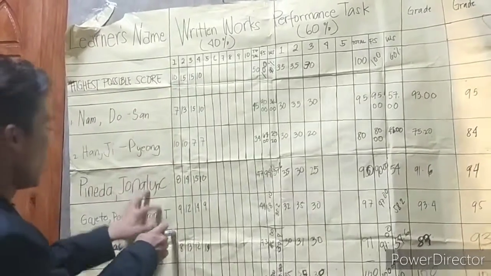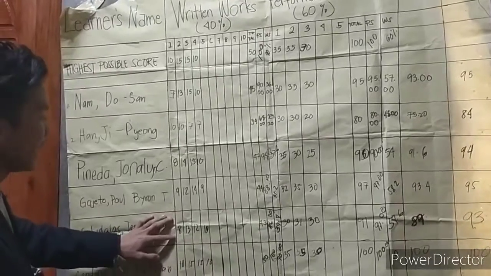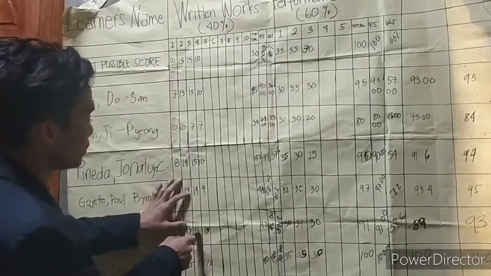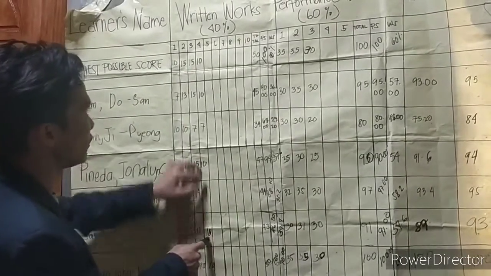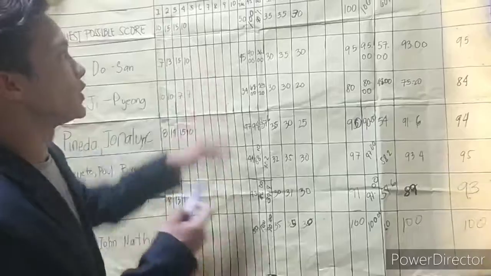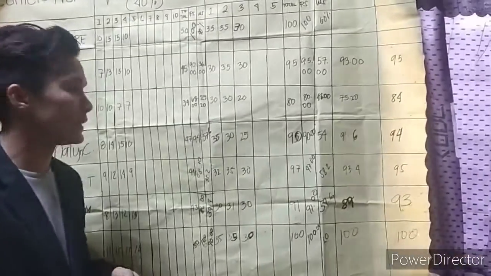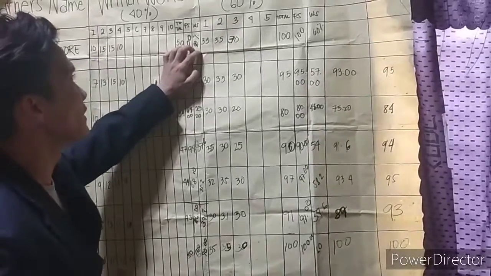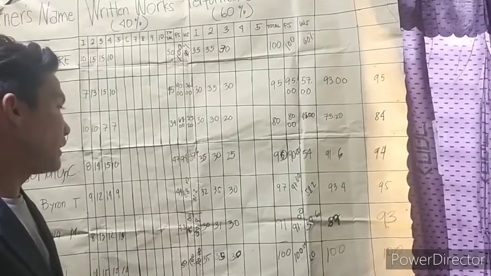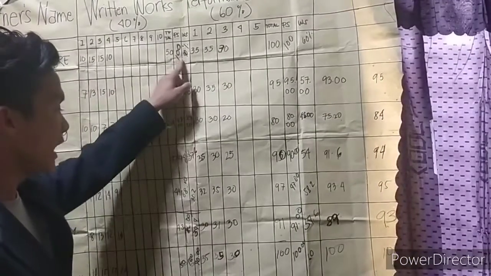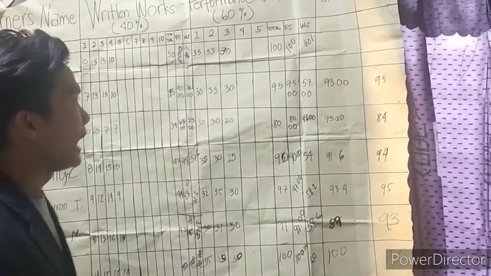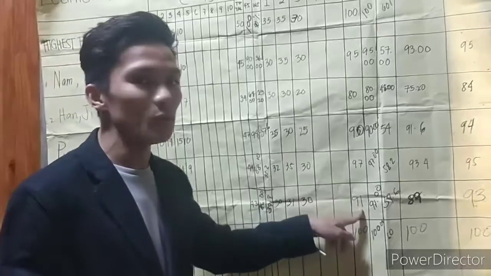For the written works of Geneva Sabidalas, she got 8 out of 10, 13 out of 15, 12 out of 15, and 10 over 10. So the total is 43. Now let's go to the performance task of Geneva Sabidalas. The first performance task is 35, second 35, and third is 30. Geneva got 30 out of 35, 31 out of 35, and 30 out of 30. And the total points of Geneva is 91.